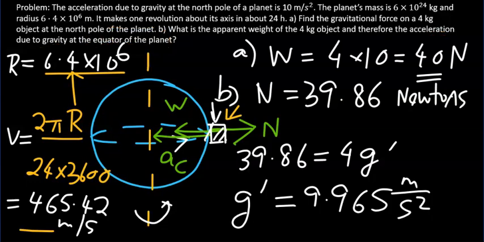You can obviously see the difference between this value and 10 meters per second squared at the North Pole, and the difference is due to the rotation of the Earth. And that solves the problem.